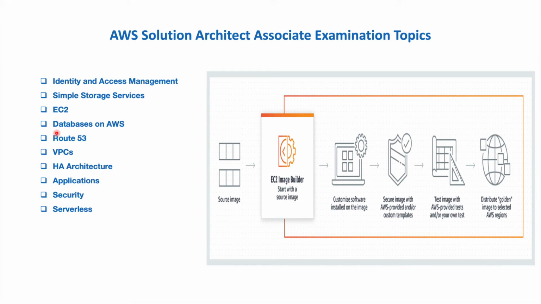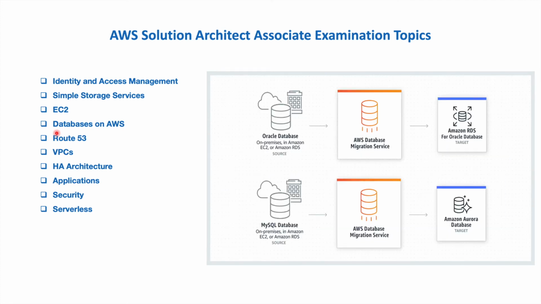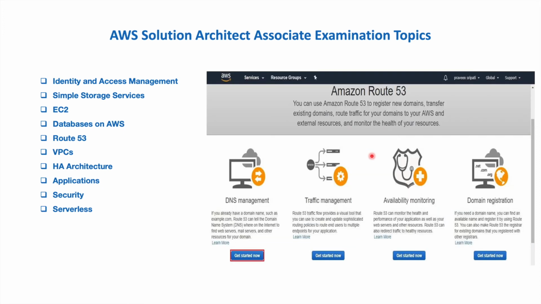Next is database on AWS. AWS offers structured and non-structured databases. Any database that is present in on-premises systems, we can convert into an AWS database by using the AWS Database Migration Service in just a few clicks. So it is very easy to migrate a database from an on-premises system to the cloud.